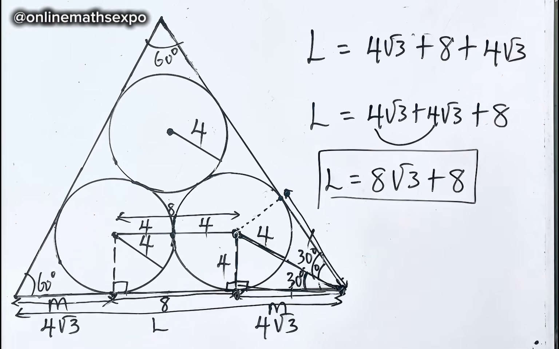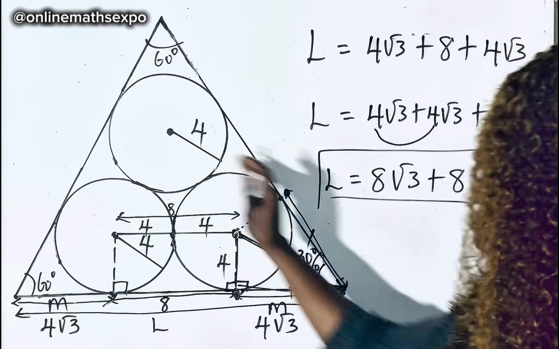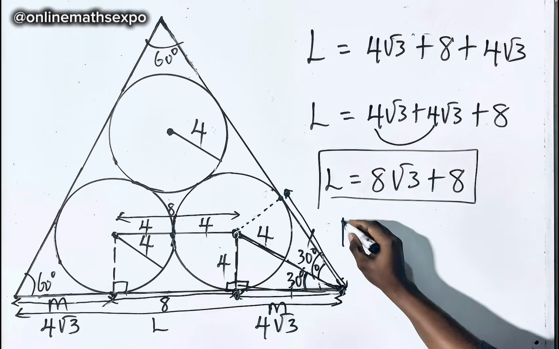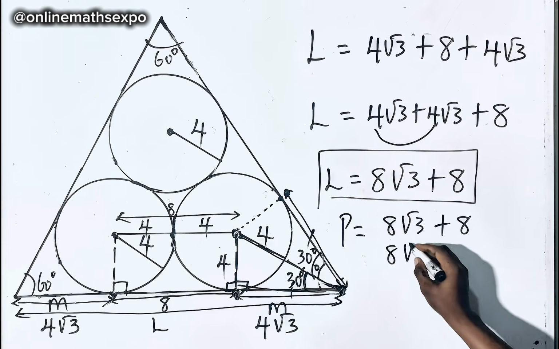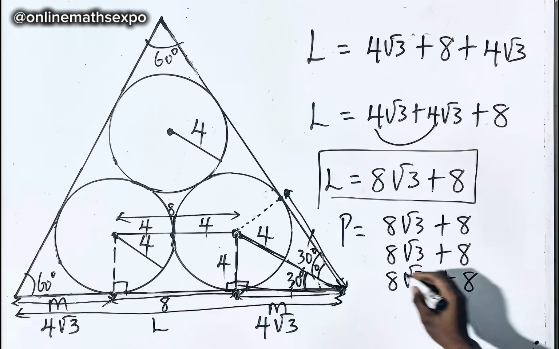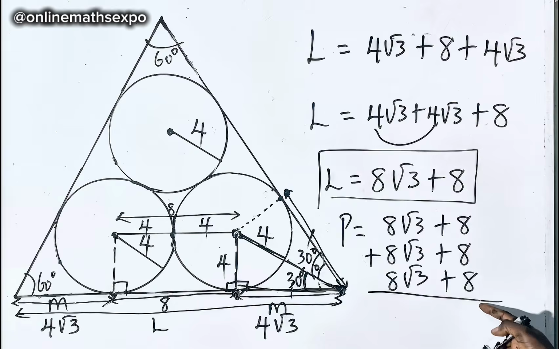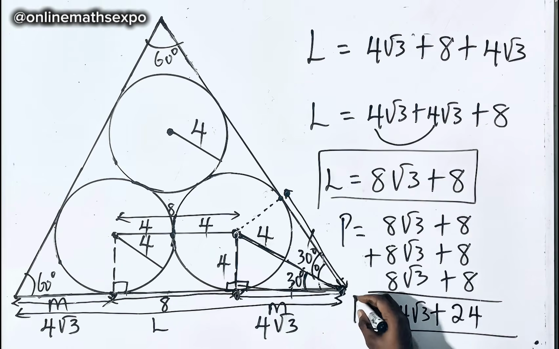Now that we know the length, let's get the perimeter. This is also the same as this value. So the perimeter will be 8 root 3 plus 8, plus 8 root 3 plus 8, plus 8 root 3 plus 8. Let's add it up. Add this, it gives you 24. Add the coefficients, it gives you 24 root 3. So this is what we have for the perimeter of this triangle, and this is our answer.